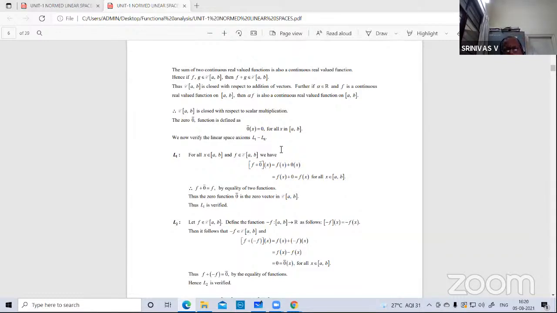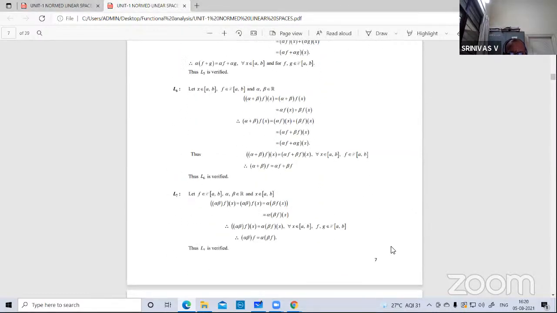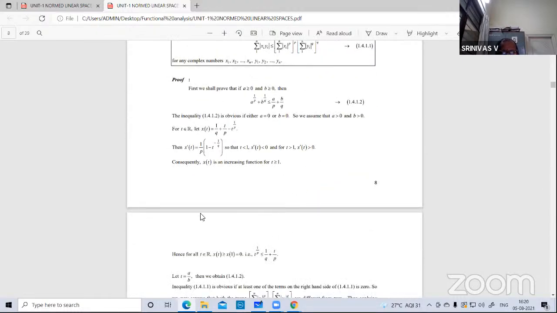We are proving Holder's inequality. What were we doing? We have taken this function, and we bring in this function 1 by q plus t by p minus t power 1 by p. We will show that this has a minimum at t equal to 1. By finding its derivative, we'll show that on the left of 1 the derivative is negative and on the right of 1 the derivative is positive. Therefore on one side it is decreasing, on the other side it is increasing, so at t equal to 1 this will attain a local minimum.